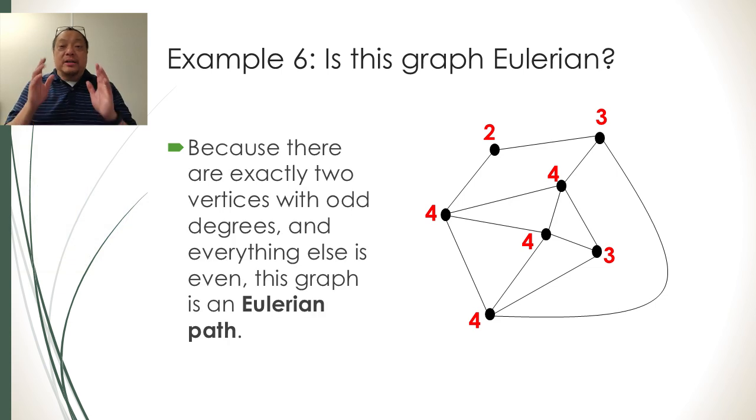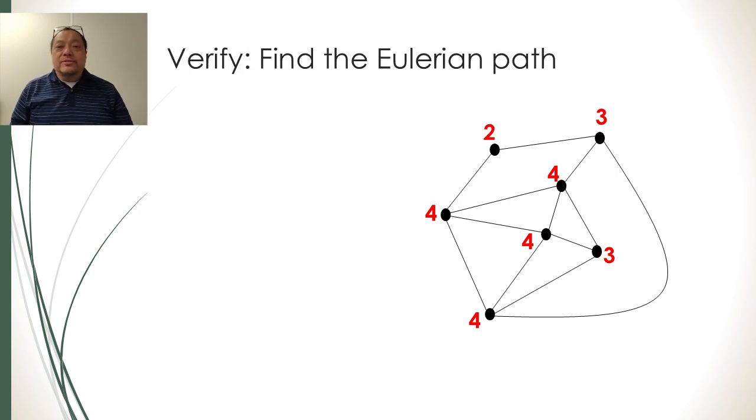The answer is that there are exactly two vertices with odd degrees. Two of the vertices have degree 3. The rest are 2 and 4. Because there are exactly two odd vertices, this graph is an Eulerian path, not circuit. We don't have to trace anything. We just computed the degrees, counted exactly two odd vertices, and we know this is an Eulerian path. All right, let's verify that it is.